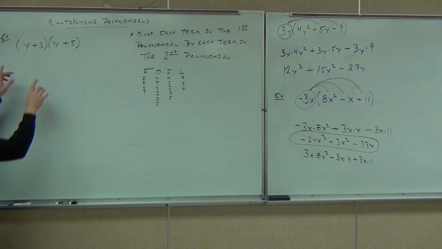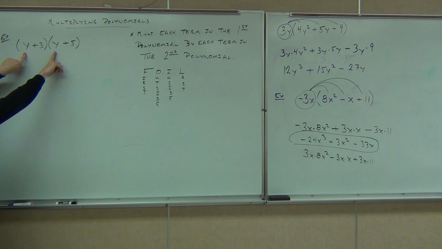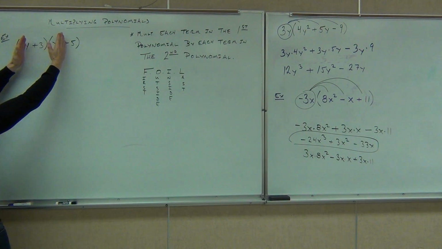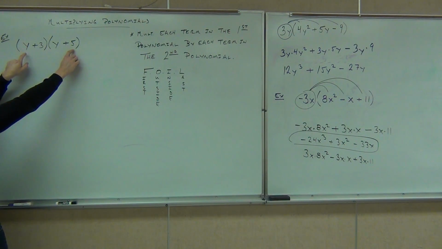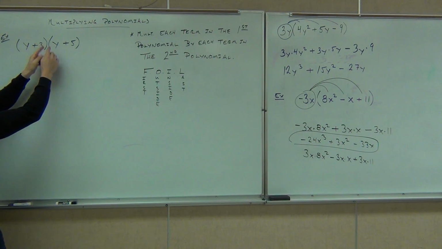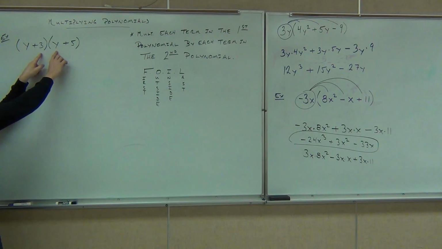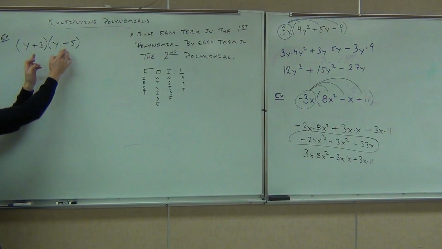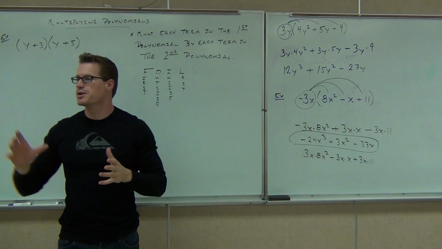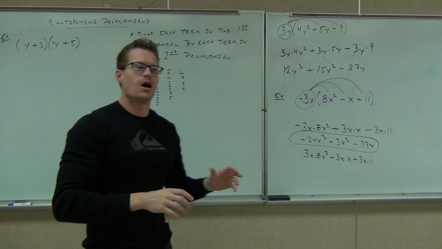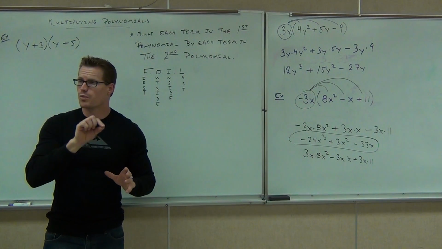The first terms are y and y. Does that make sense? You multiply those first. The outside terms are these ones. Do you see the outside terms? I'm talking about, like, here's the middle, right? Those are my outside ones. These would be my inside terms, and these would be my last terms. This is just a way so you get every term times every term. You're also going to show me arrows on what you're going to be doing here.